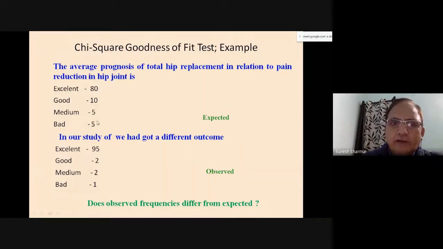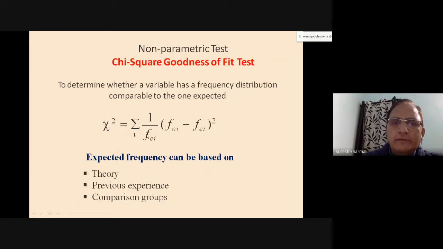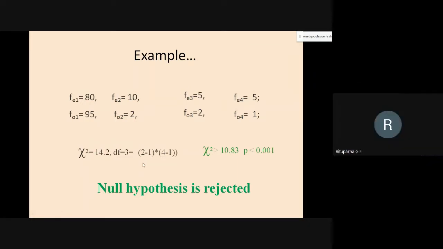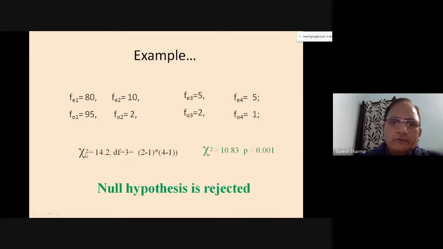Similarly, you have the second value, observed minus expected, third value and fourth value. And then add all of them. This sum means add all of them. And if you add all of them, you will get the value of chi-square as 14.2. Is this clear? Yes, sir. Now the value of chi-square is 14.2.